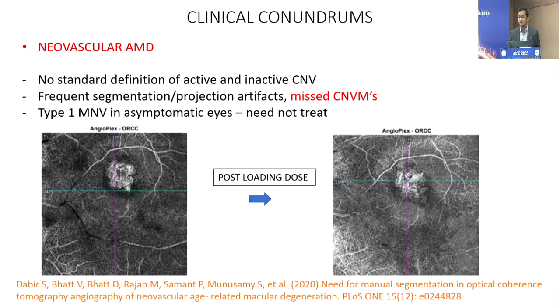In neovascular AMD, I grant you that you will get very, very beautiful images, but what to do with the images after you treat? There is no standardized definition of an active and an inactive CNVM, so it will become very difficult for us to know when to treat and when to stop the treatment. Also, we will have significant segmentation and projection artifacts. Certain CNVMs which are deeper, intra-PED CNVMs or sub-RPE CNVMs, you can tend to miss unless you segment manually, which can be a very time-consuming process.